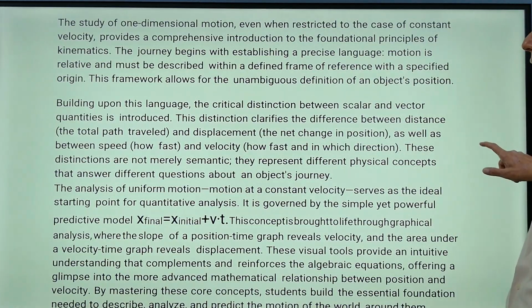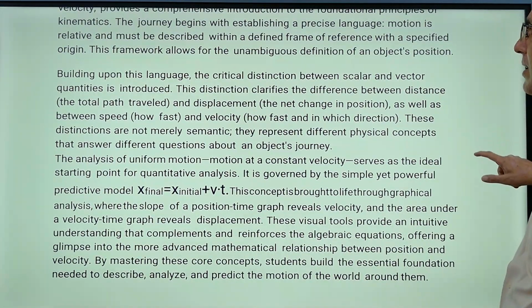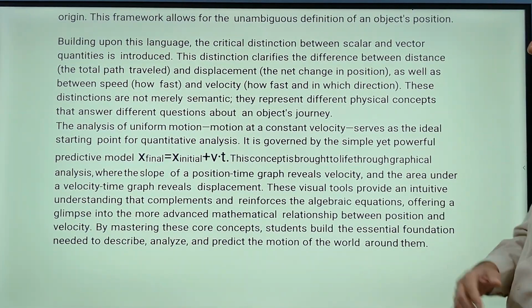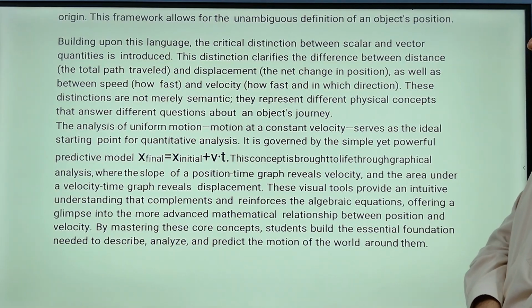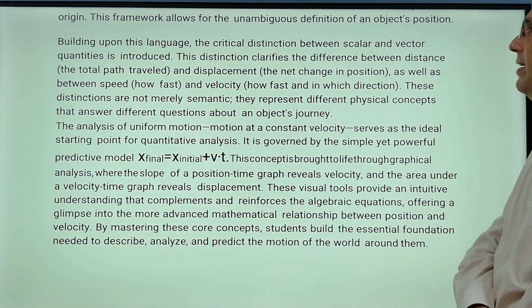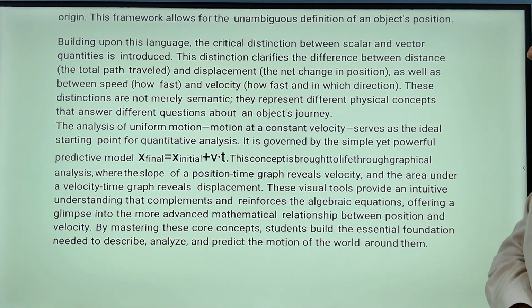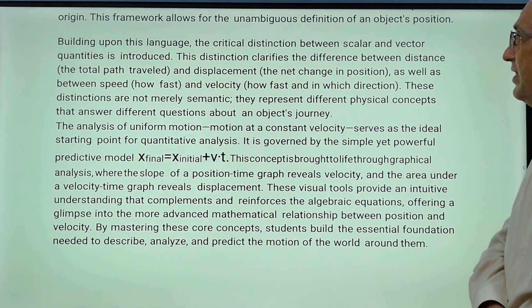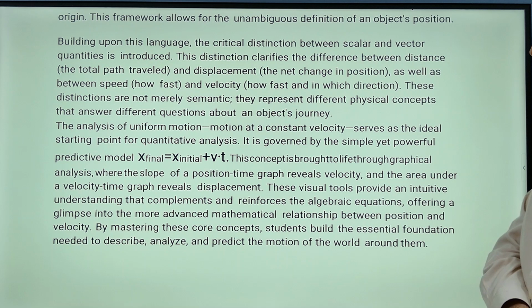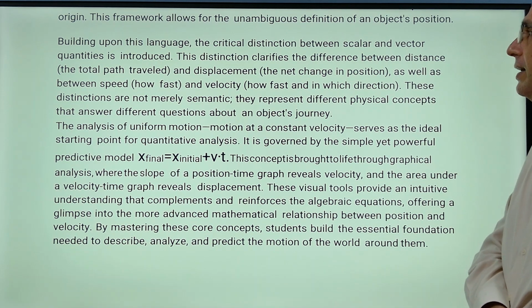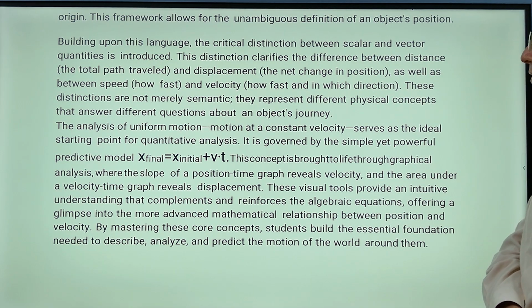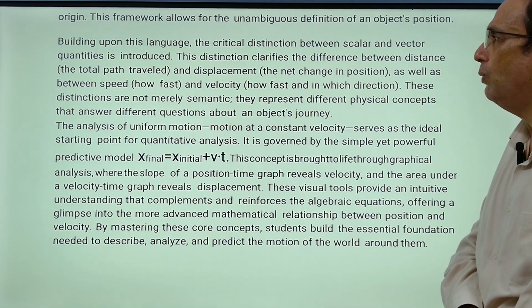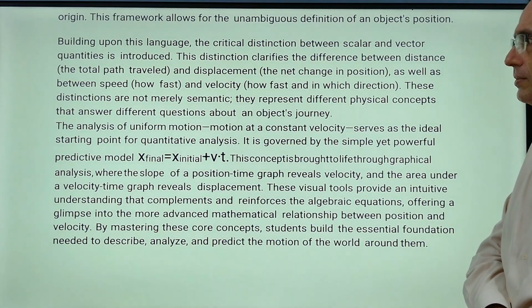Okay. Building upon this language, the critical distinction between scalar and vector quantities is introduced. This distinction clarifies the difference between distance, that is the total path traveled, and displacement, which is the net change in position, as well as between speed and velocity. These distinctions are not merely semantic, they represent different physical concepts that answer different questions about the object's journey.